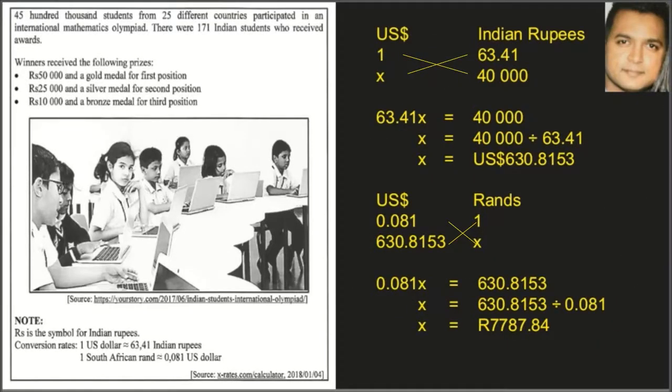So keeping the difference of 40,000 in mind, I now take that 40,000 and convert it to US dollars and thereafter to rands. So there's my steps using the cross multiplication method. So I always start off with what's given. Now what's given to me is the US dollar to Indian rupees exchange rate, and that information was under the note at the bottom. You can see it on your left hand side.